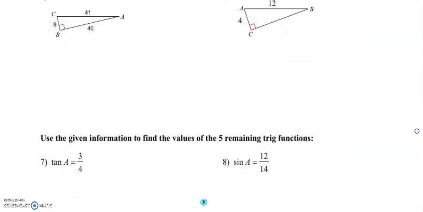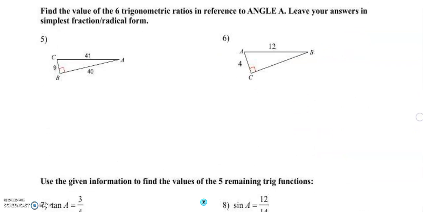For the next 4 problems, for 5 and 6, 7 and 8, you're going to use sine, cosine, tangent, cosecant, secant, and cotangent. For 5 and 6, you're given the triangle. For number 6, it looks like you're going to have to find the missing side. So guess what? I'm going to let you do that one. So for number 5, we are going to use sine, cosine, tangent, and it's based off of angle A.